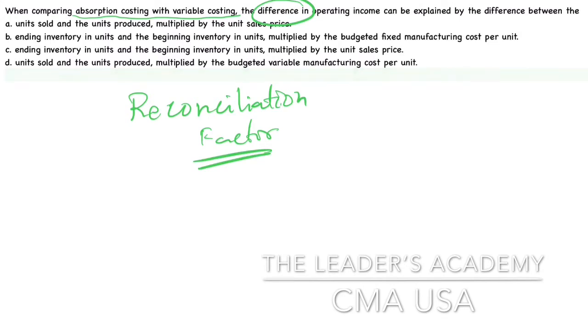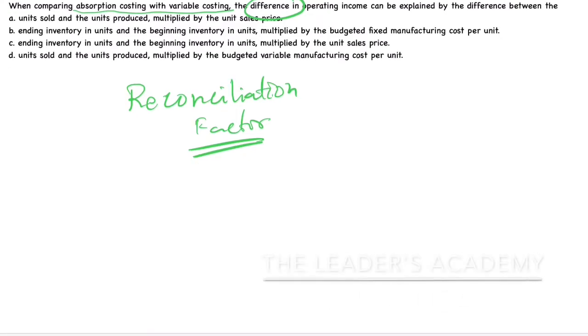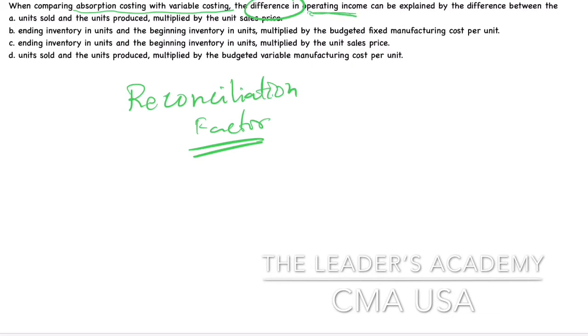I'll just give you a brief about the difference between absorption costing and variable costing. Absorption costing includes both variable manufacturing cost as well as fixed manufacturing cost, but variable costing includes only variable manufacturing cost. That is the main difference. And what is the similarity? In both of these, the non-manufacturing costs are not considered. They are accounted as expenses in the particular period, and not accounted as a product.